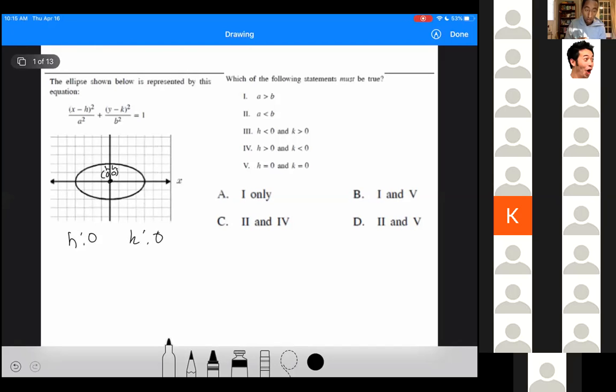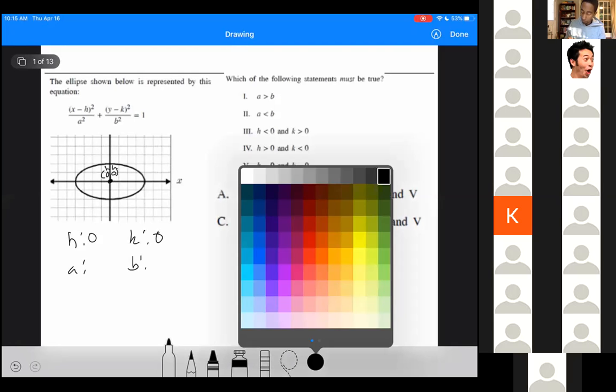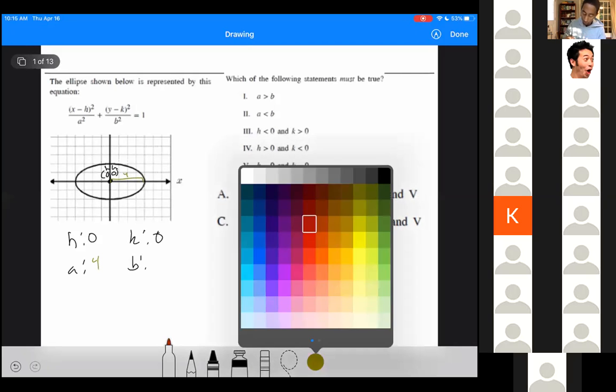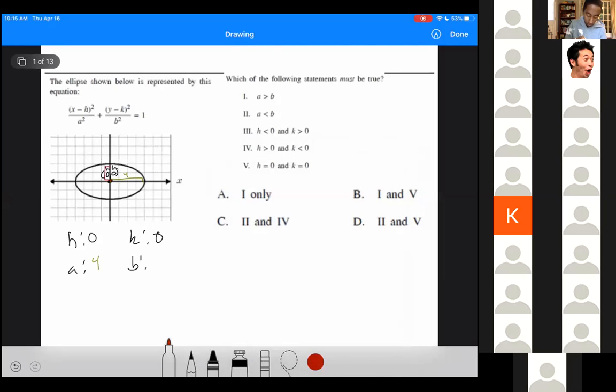Okay, good. Jimena, help me out. What's the A and the B? The A is 4. Okay, why is that? Because that is half of the major axis. Okay, good. And the B? 2. Okay, good. And so those of you who said B, you're saying that because it says A is greater than B. That is true. A is greater than B, so it can't be that.